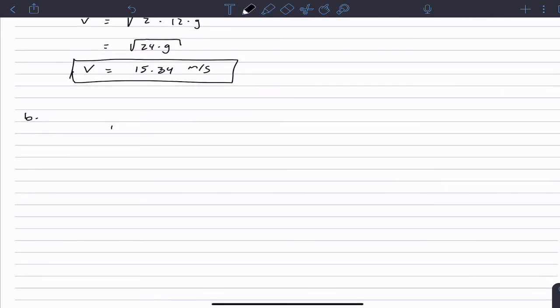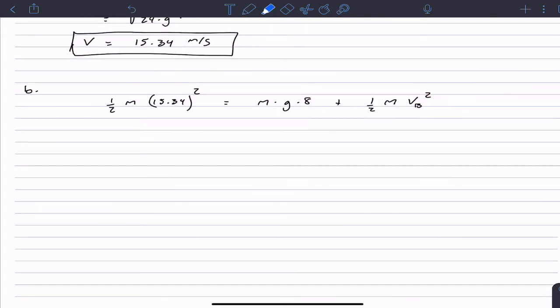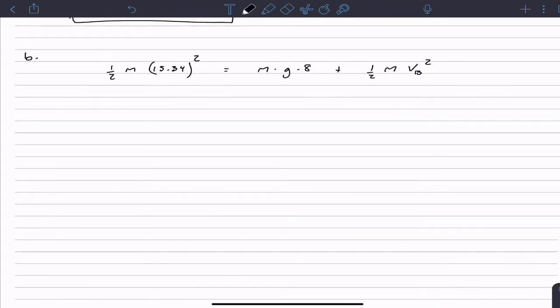Okay, so now we have 1/2 m times 15.34 squared. Okay, and then we have mgh, so it's going to be m times g times 8 meters, and then it's going to be another 1/2 mv squared. We'll call this vb squared, okay? So we just solve for vb. No big deal. Let's do that.